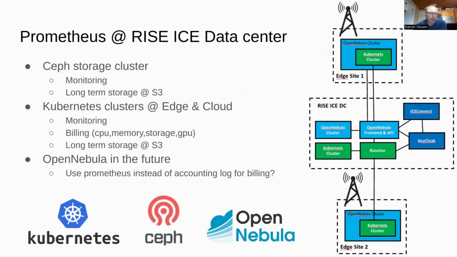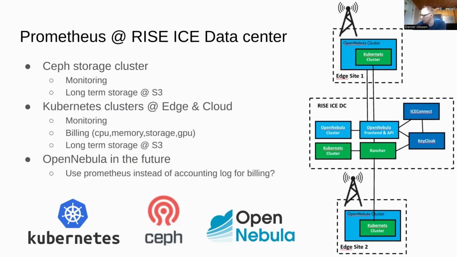So what about Prometheus? Are we using that at ICE Data Center? Yes, we are. For instance, we have a pretty big Ceph storage cluster with about 2 petabytes of storage. So we are monitoring the Ceph storage using Prometheus. We are also using Prometheus to monitor the Kubernetes clusters at edge and cloud. And we are using custom metrics to do billing with this Prometheus data. So we are injecting specific metrics. I will talk about that more later.